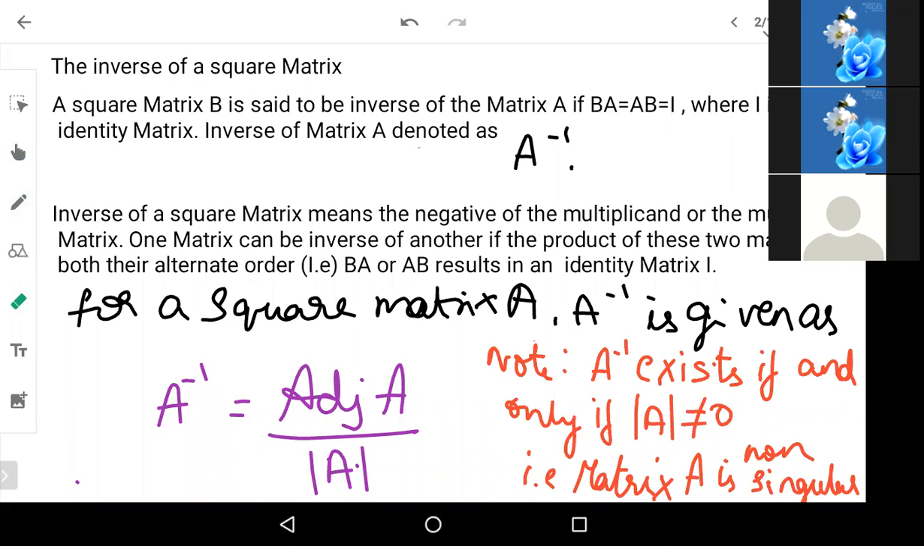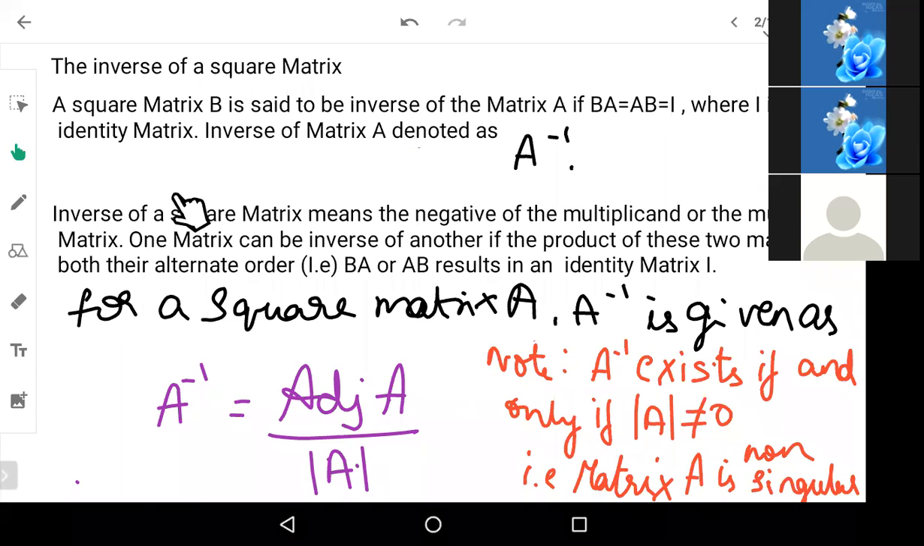Did you understand inverse of a matrix? Got a fair idea? Yes.